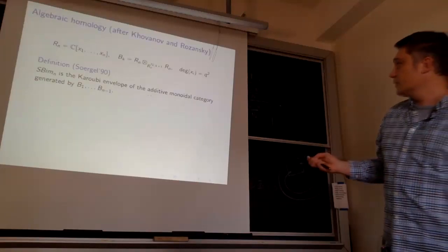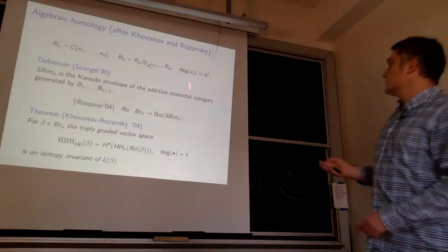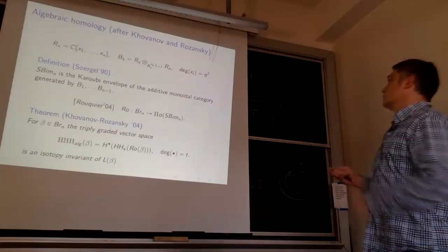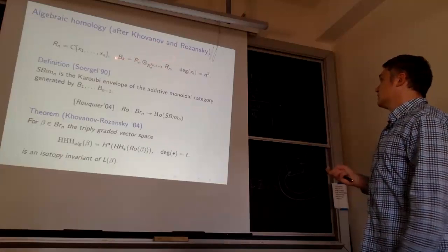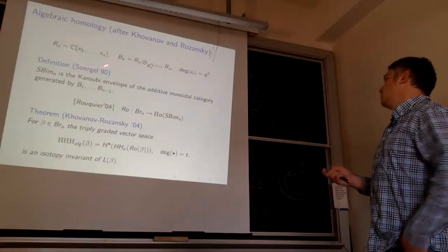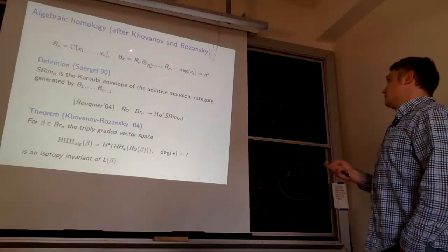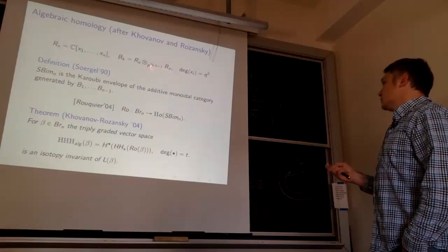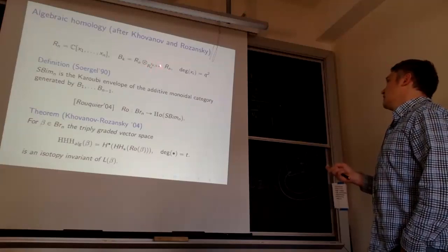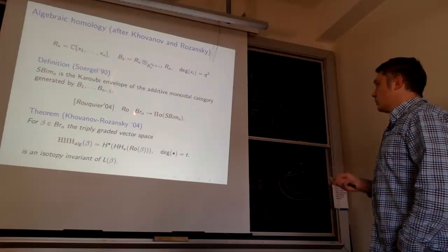Okay, so let me connect these two pictures. This is the usual story, what was discovered by Khovanov and Rozansky in 2006. They study this simple object, the polynomial ring, and inside it you have these bimodules, which is basically a subring invariant with respect to permutation of k and k plus one. That gives you this Soergel bimodule, so-called.